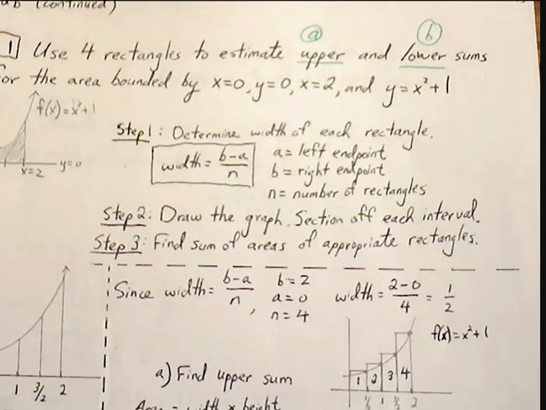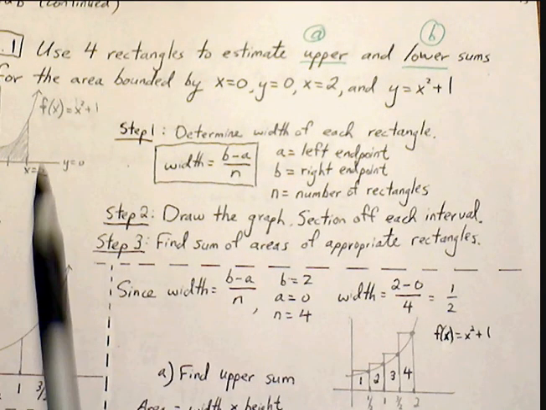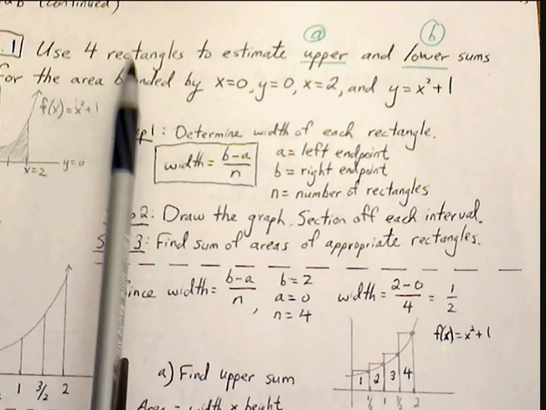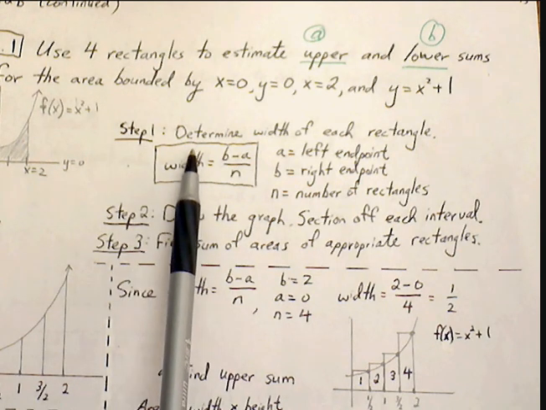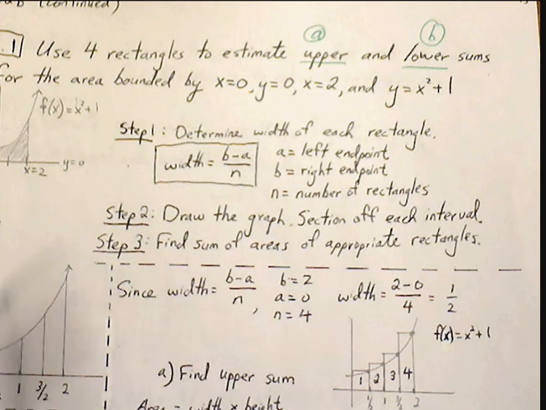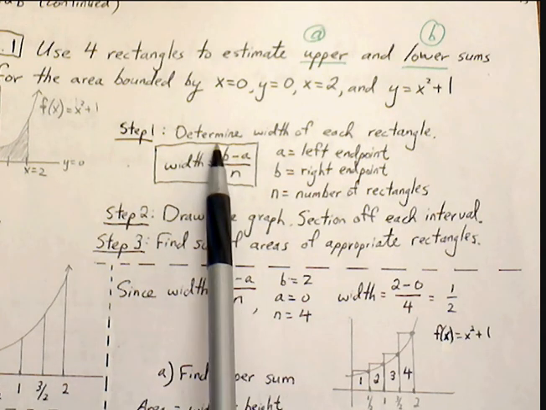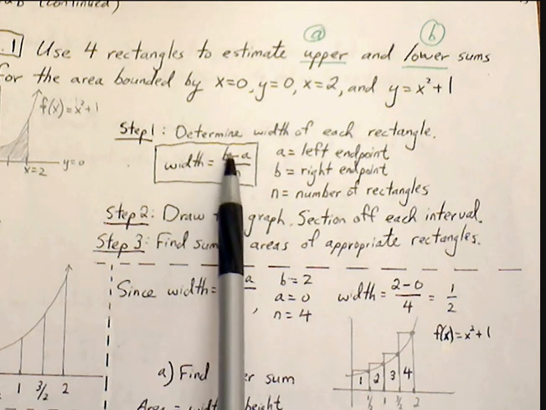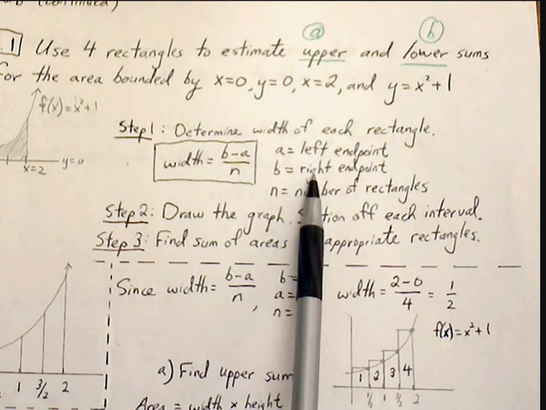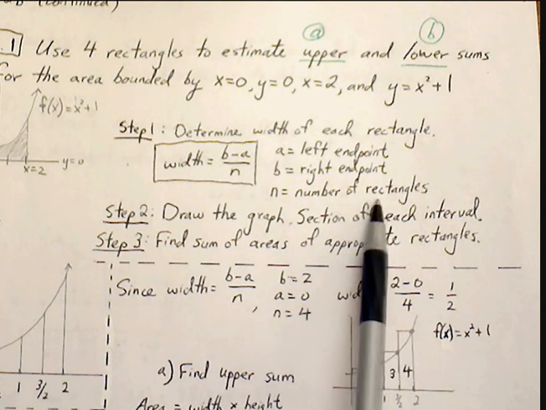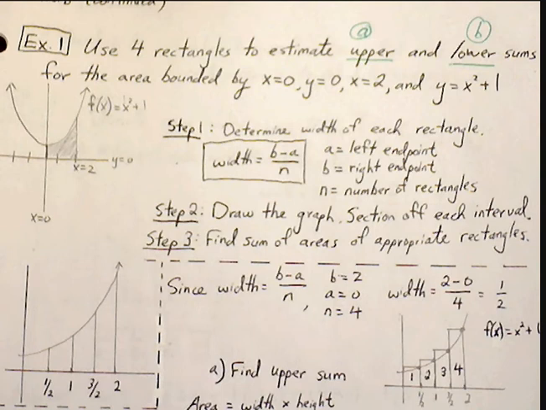So the first step, if we want to use 4 rectangles to estimate, we want to use 4 rectangles of equal width. So first we need to split our region into 4 equal widths. And to do that, we have to use the formula for width to determine the width of each rectangle. So the width is going to be b minus a over n. A and b are the left and right endpoints, and n is the number of rectangles that we're using. So for example 1, we're using 4 rectangles.